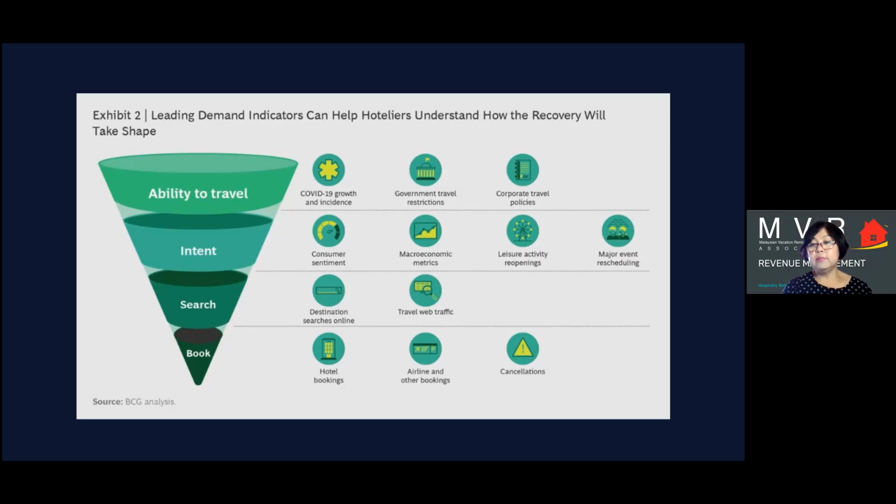Then they will book the hotel, airlines, and the cancellation policies.